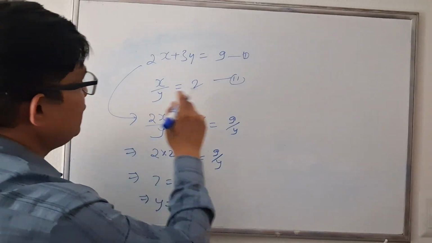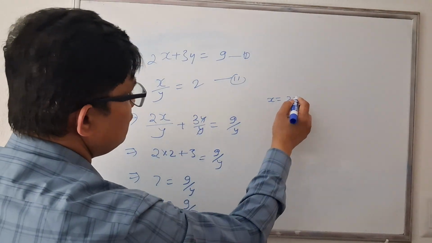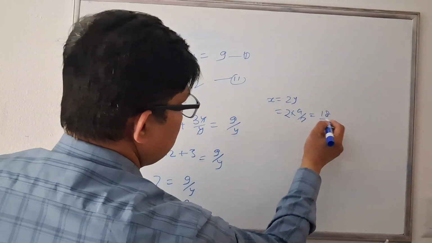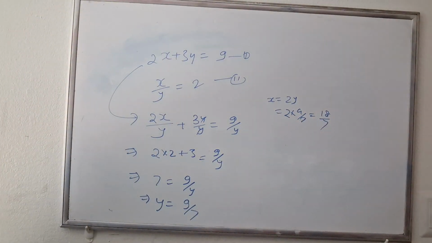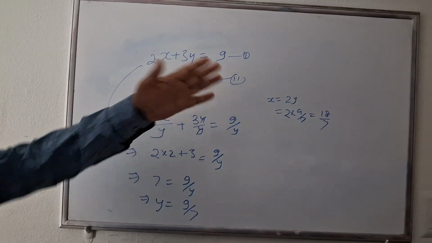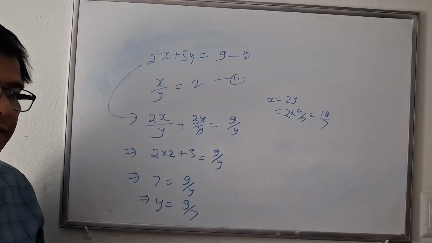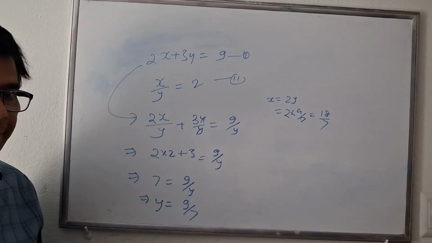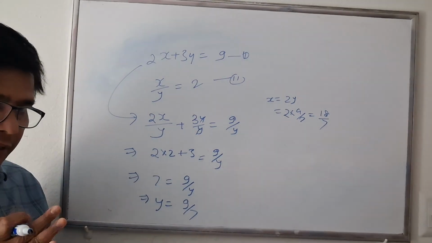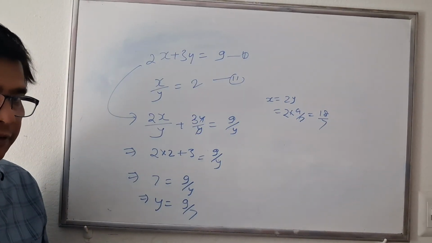So y is known here. So you can put x is equal to 2y, so 2 times 9 by 7. So you can solve like this, or you can just put x is equal to 2y here and then solve it. So substitution is nothing but replacing one variable with another. Okay, no confusion. We learned addition, subtraction, multiplication, division, and substitution.